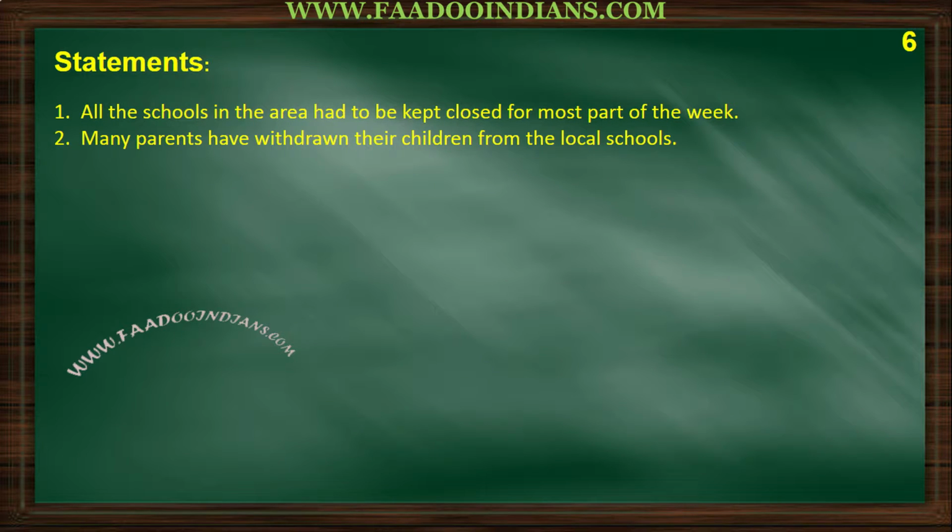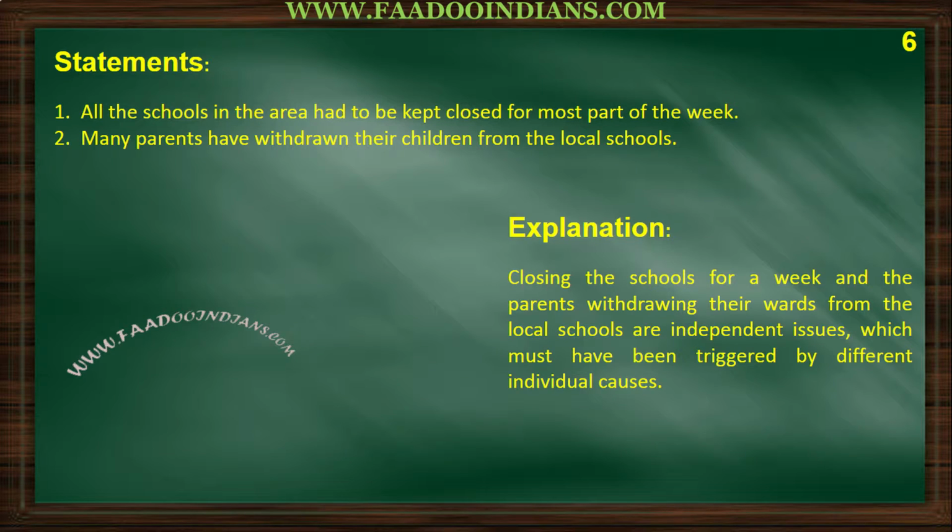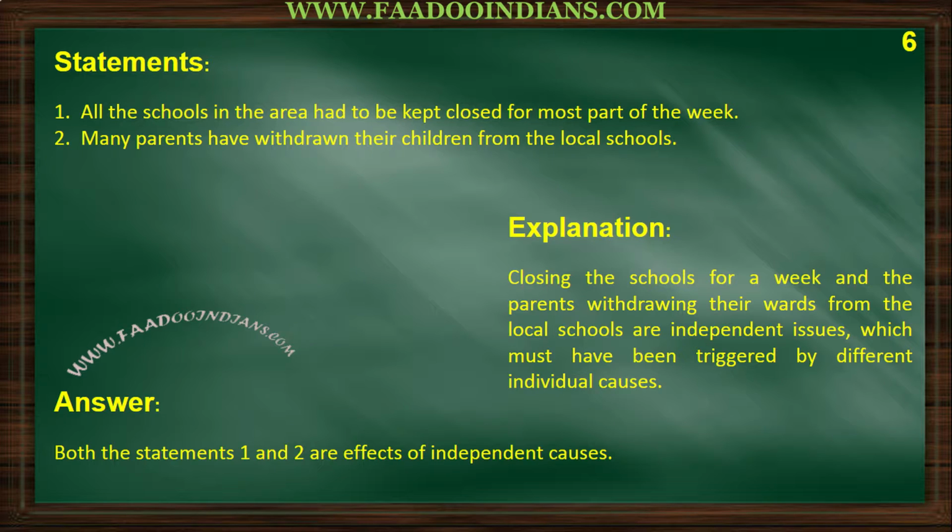Sixth: all the schools in the area had to be kept closed for most part of the week. Many parents have withdrawn their children from the local schools. Well, the two things do not connect to each other. That is, there is no cause and there is no after effect. No conclusion can be drawn. Closing the schools for a week and the parents withdrawing their wards from the local schools are independent issues, which must have been triggered by different individual causes. So, both statements 1 and 2 are effects of independent causes.